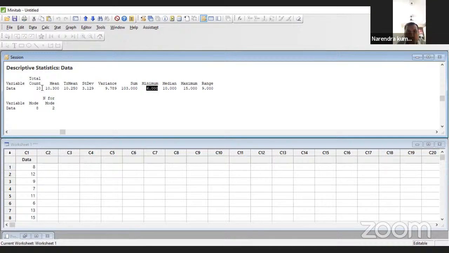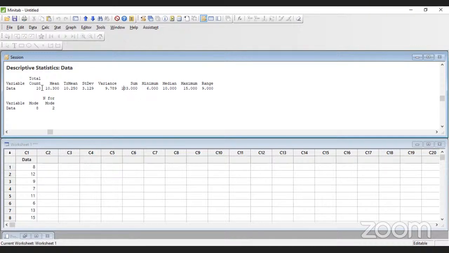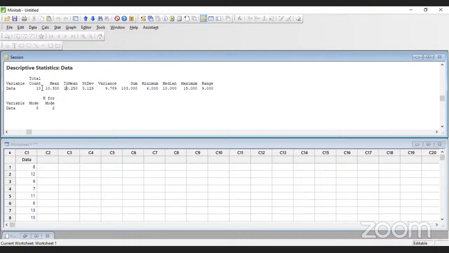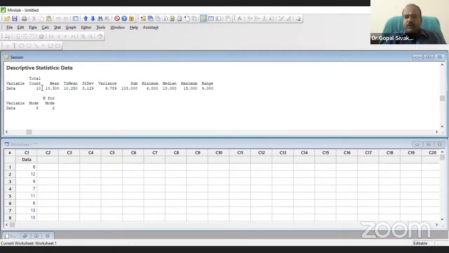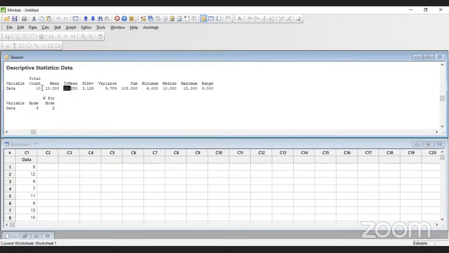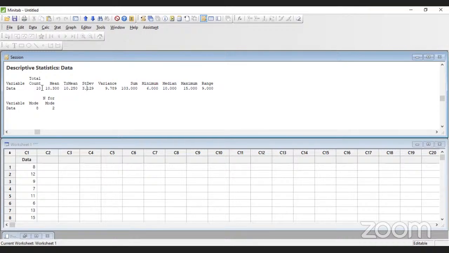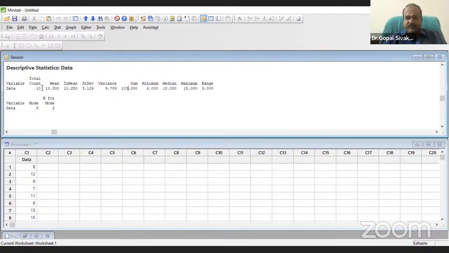Sir, can you repeat that point, sir? Which point? From the trim only, sir. No, trim is not, mean is 10.3 and trimmed mean is 10.25. I just round it to a nearest value by trimming whatever value I want. Okay, sir. 0.05 is trimmed, and so it becomes 10.25. And this is standard deviation, and square of the standard deviation is variance. Sum means sum of all the values. You add all the numbers.